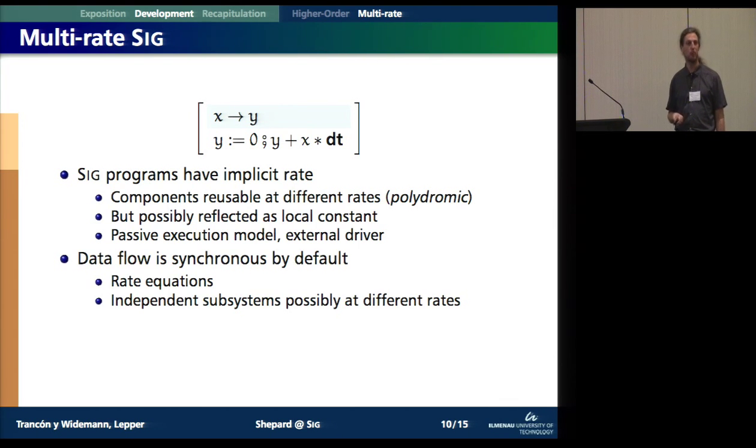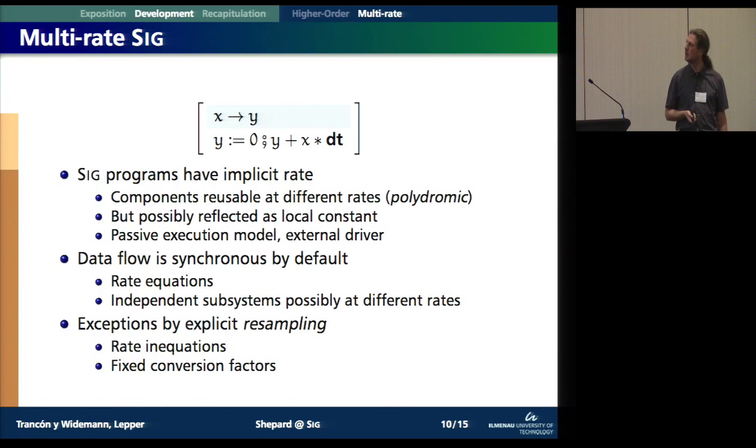And data flow by default is synchronous. Everything that's connected by a primitive operation operates at the same rate. So x and y have to operate at the same rate because they appear in this arithmetic expression together. So for a system, you get a set of rate equations. And if there are independent subsystems, then these independent subsystems can operate at different rates. Well, that's trivial because then there cannot be any interaction between them. But you can have exceptions. You can have asynchronous data flow by adding resampling operations.